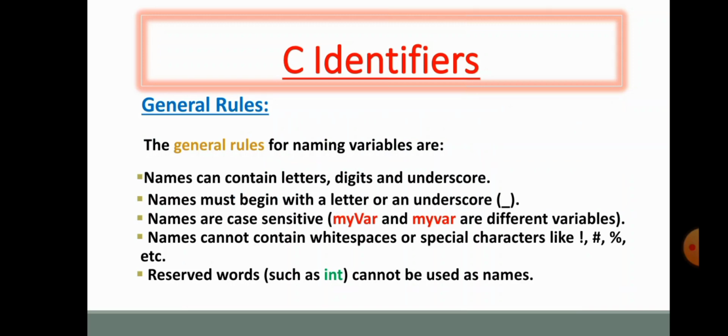General rules. The general rules for naming variables are: names can contain letters, digits, and underscore. Names must begin with a letter or an underscore. Point number 3. Names are case sensitive. For suppose, my capital VAR and my small var are different variables.